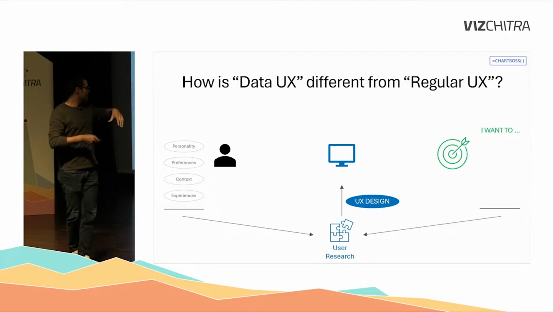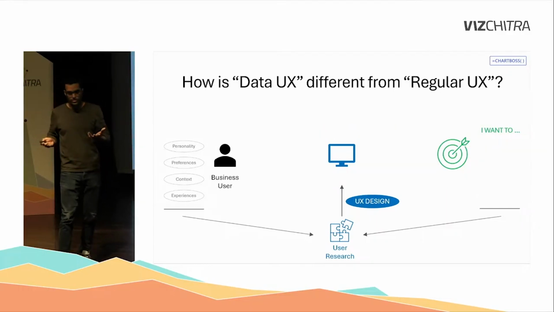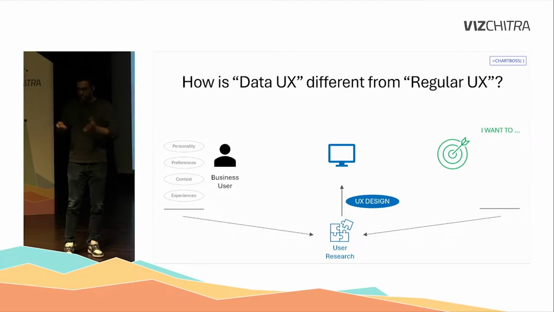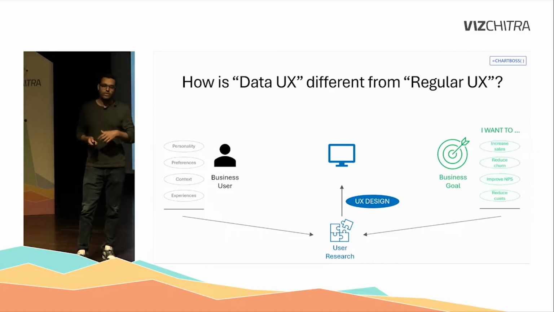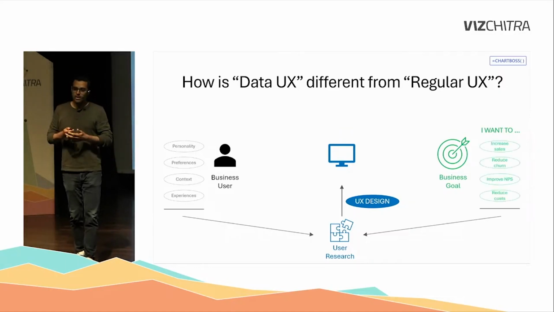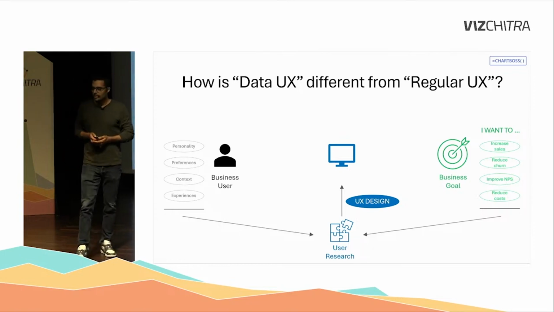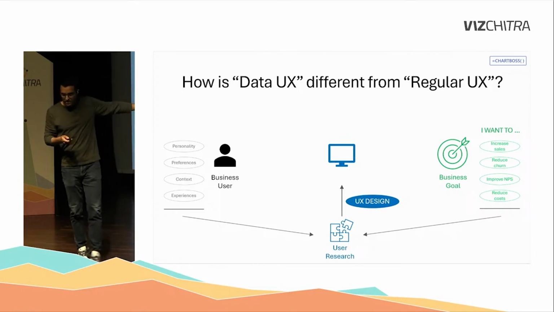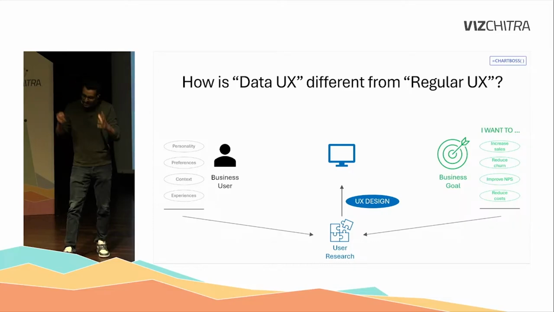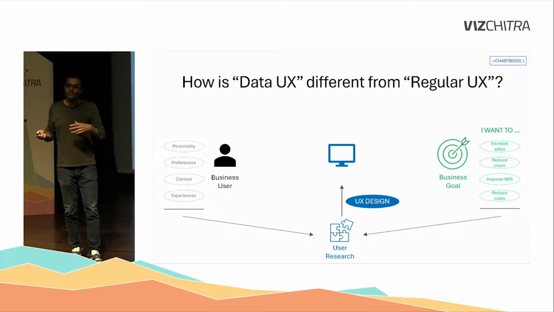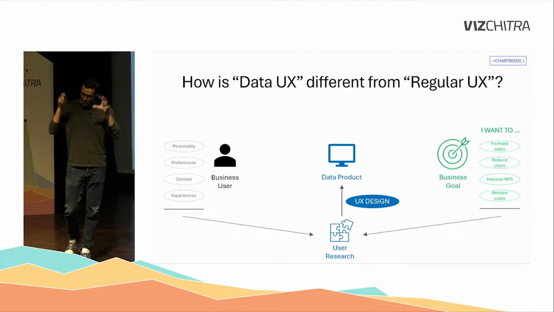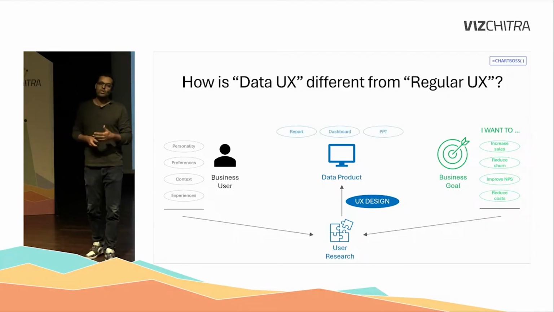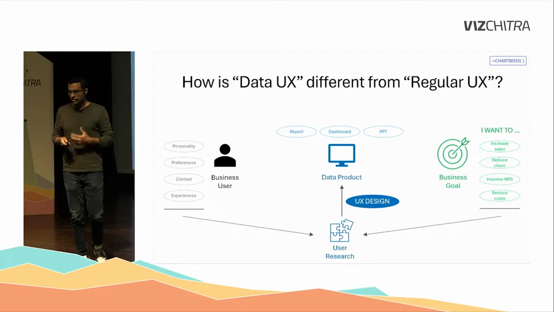So first, let's say we now have a business user, right? Because I tend to focus more on business scenarios. And this business user has business goals, right? And these business goals could be something like, I want to increase sales, or I want to reduce churn, or I want to increase my customer satisfaction, right? And this now is our user research. And again, we're using specialized expertise in UX design to convert this into a data product, right? Not just a regular type, it's a specific type of product. And this could be in the form of reports, dashboards, presentations, whatever, right?